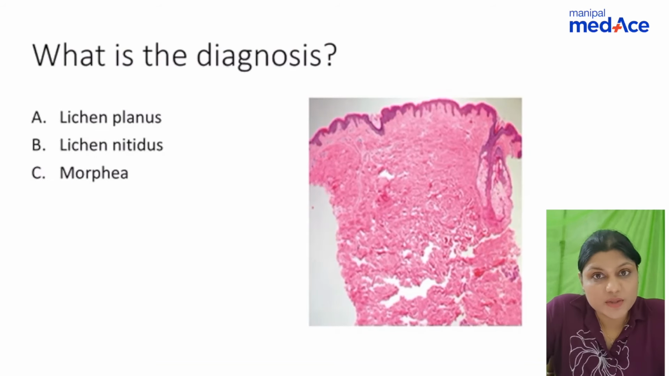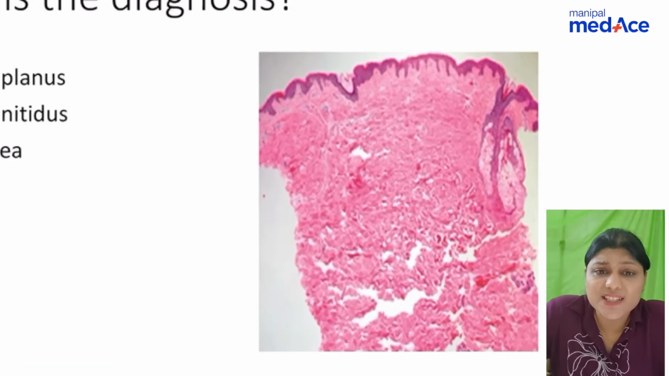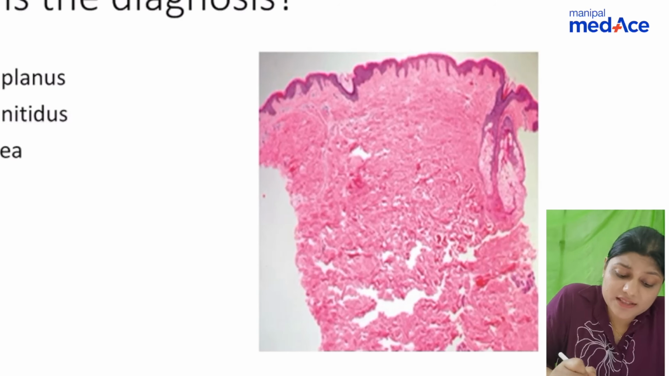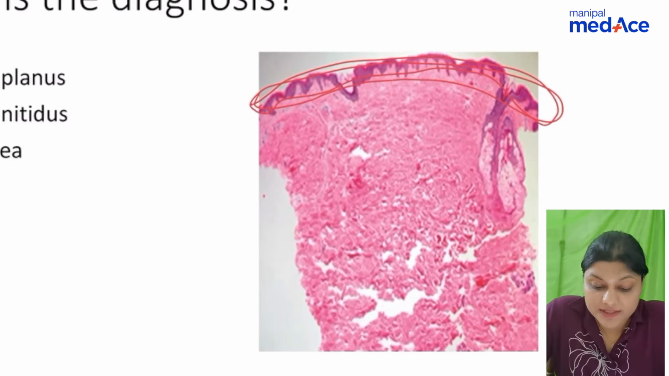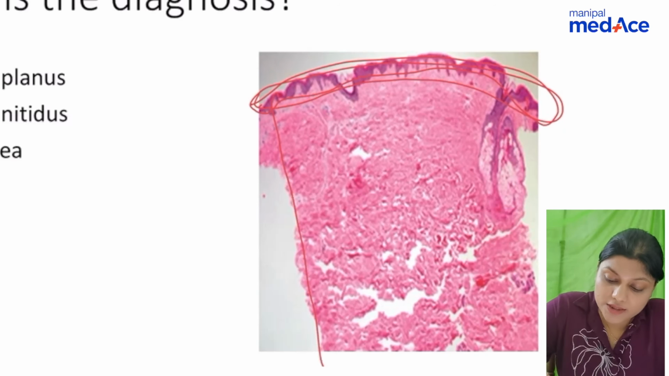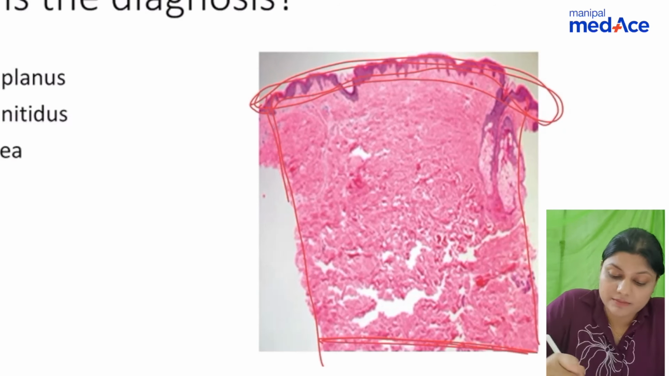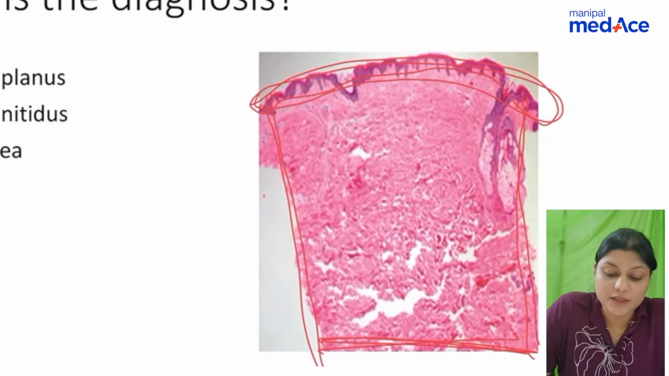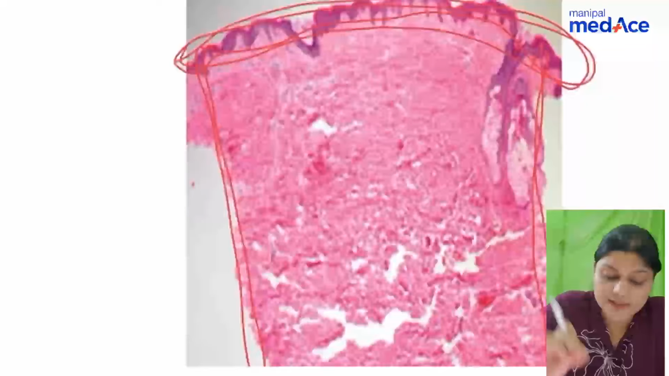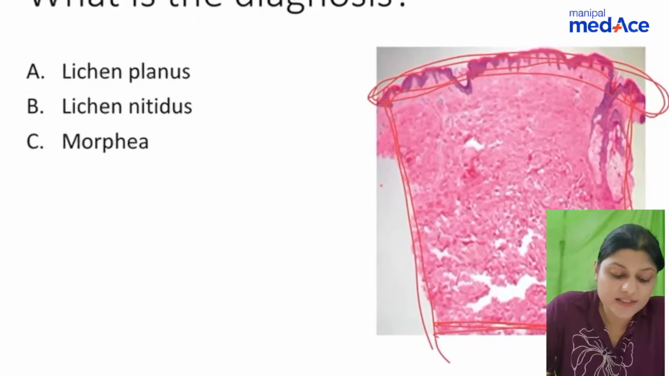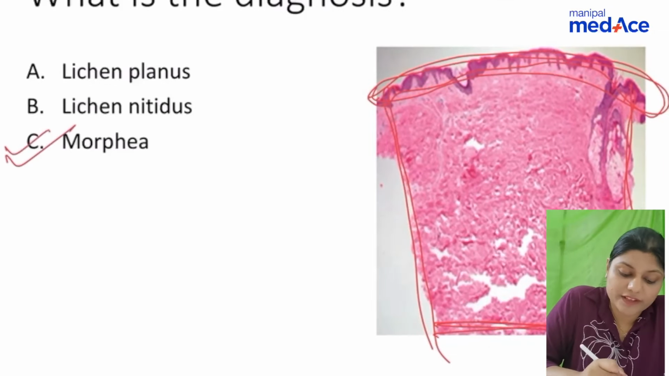The next question: what is the diagnosis? This was the histopathology picture given to you. What you can see in the picture is that only this much is the epidermis. There is atrophy of the epidermis, and here you can see a box-shaped dermis with the presence of sclerosis and absence of adnexal structures, right? So this is consistent with morphea.